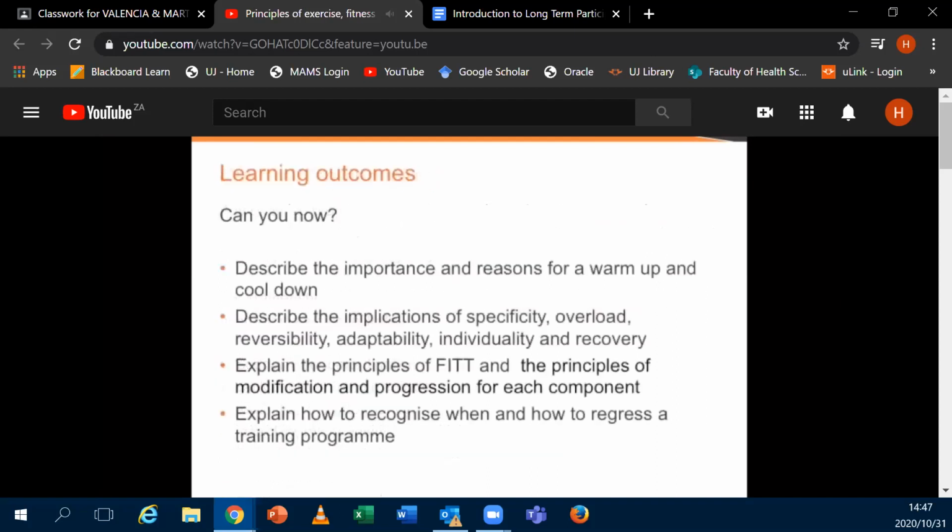Can you now describe the importance and reasons for a warm-up and cool-down? Describe the physiological implications of specificity, overload, reversibility, adaptability, individuality, and recovery. Explain the principles of fit and the principles of modification and progression for each component. Explain how to recognize when and how to regress a training program.